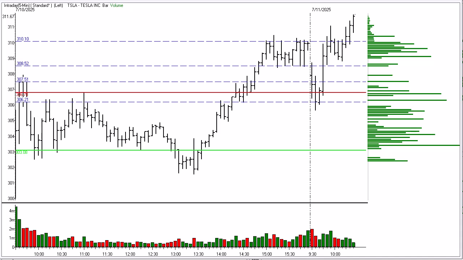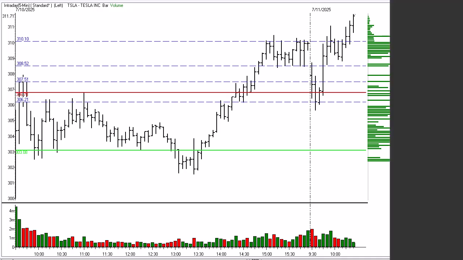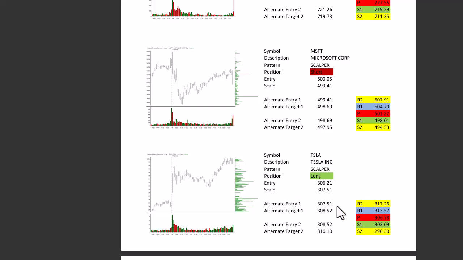And if you look at last night's plan, what you see is we had Tesla long, the bottom band 306.21, the next band 307.51, 307.51 up to 308.52, 308.52 up to 310.10. And as I said, Tesla is always potentially a trade that we'll take around the open.